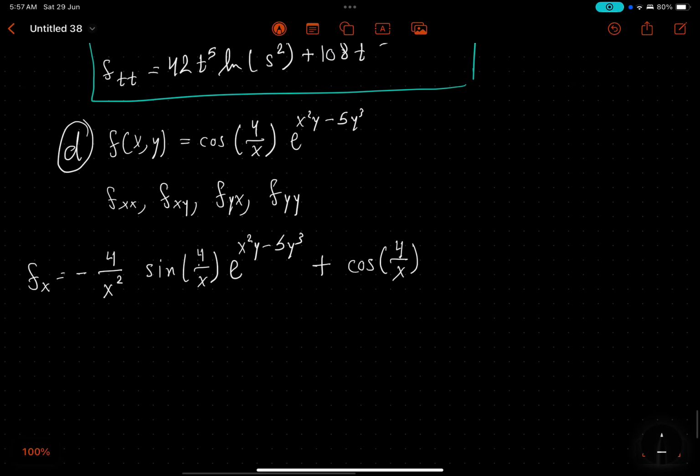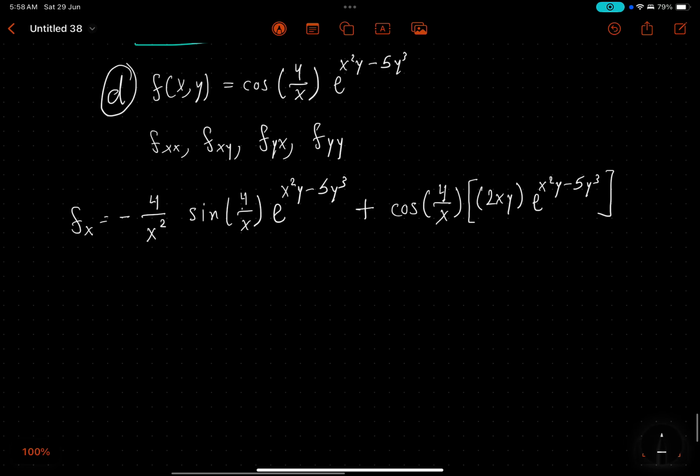Now we differentiate this with respect to x. So we're going to apply the chain rule here. So we're going to get 2xy times e to the x squared y minus 5y to the 3.